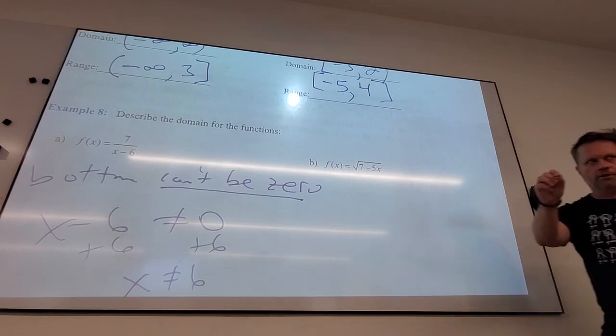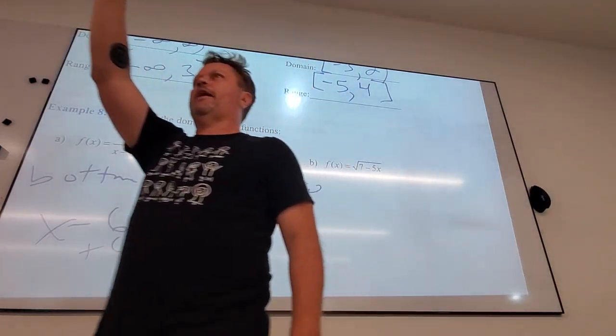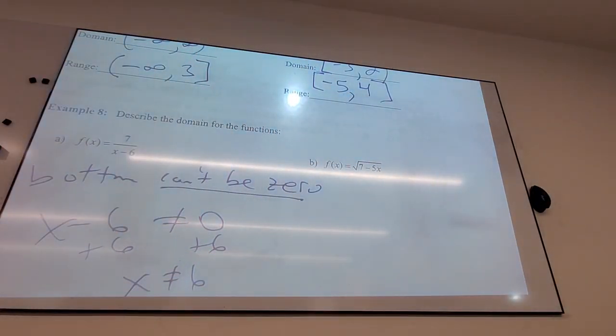Can you tell me in English what must happen or what can't happen? What kind of number can a square root handle? What kind of number can you put into a square root? Or let me say it this way. What kind of number can you not put into a square root and stay real? No, what's the square root of 0? 0. So 0 is fine.